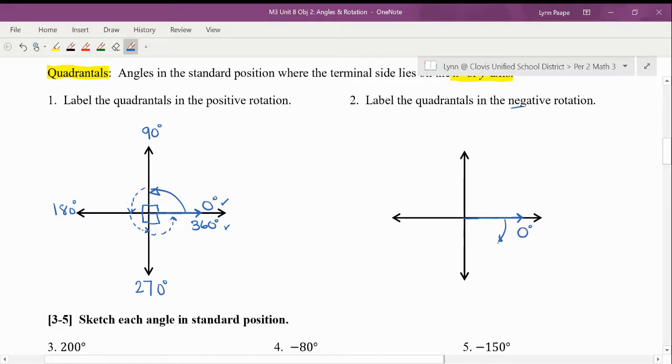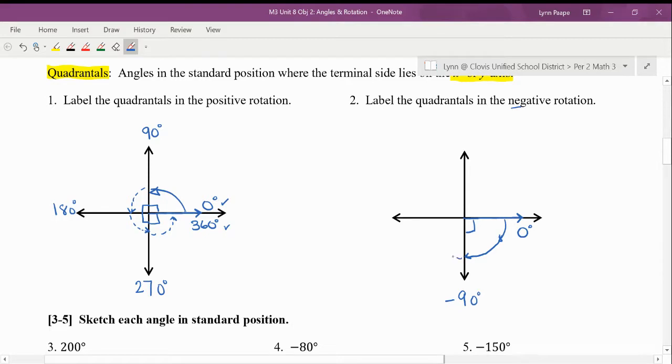And so then now I'm going to head towards the first quadrantal, so that y-axis. And so I just went 90 degrees, but because I went in a negative direction, I need to put a negative there. And so that just indicates direction. It doesn't mean that the angle is negative 90 degrees big. It's still 90 degrees. I just went in a negative direction, negative rotation.